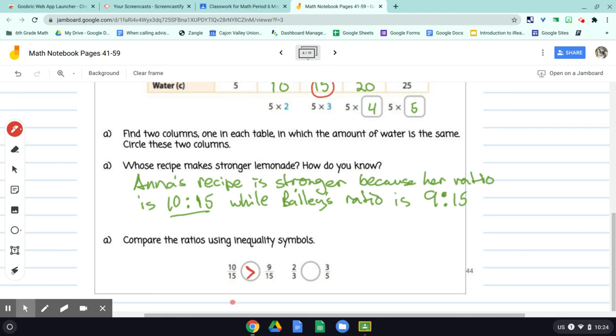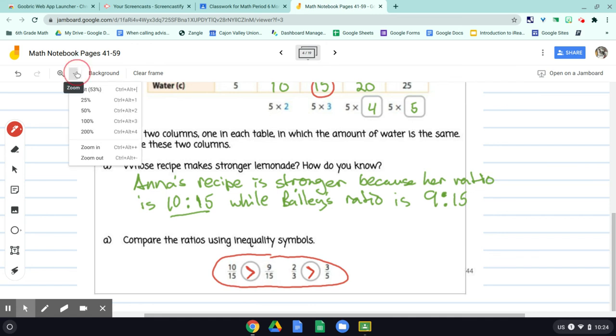It is a greater ratio than 9/15. So now knowing that, we can say that her original ratio of 2/3, since it's equivalent to 10/15, is also greater than Bailey's original ratio, which is 3/5. So we can take a look at that using a table. We can compare two different ratios when we expand on those and look at equivalent ratios with larger amounts. So I'm going to zoom out here so we can see the whole page again.